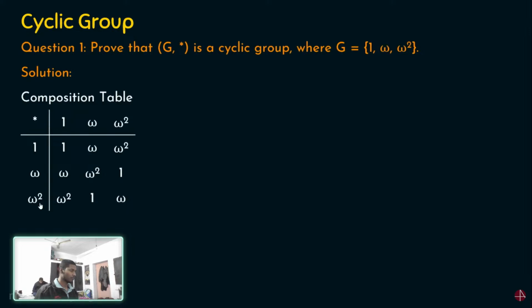How did we get this? Omega square into omega square is actually omega power 4. So omega power 4 can be written as omega cube into omega. We know what omega cube is. It is 1, right? So 1 into omega is omega.